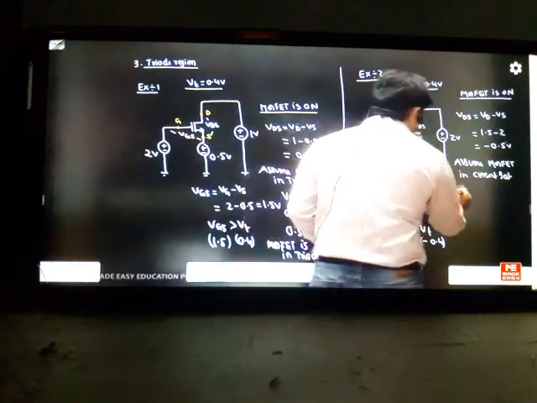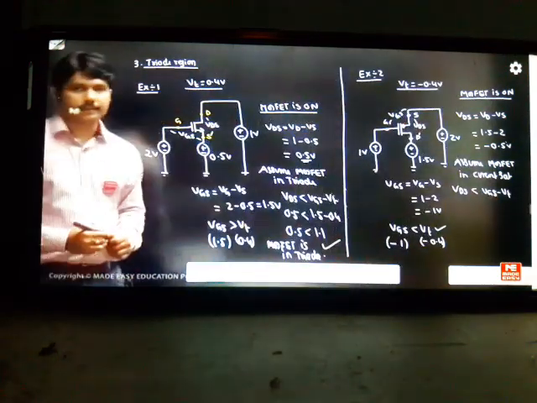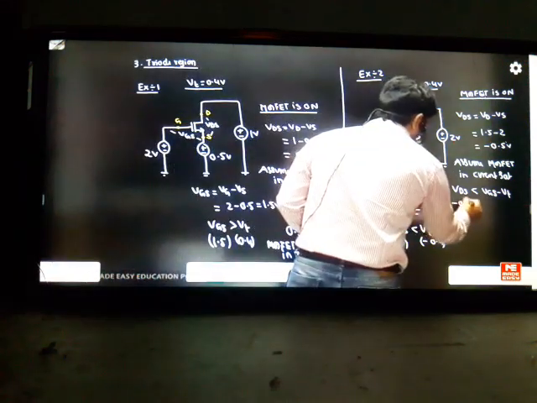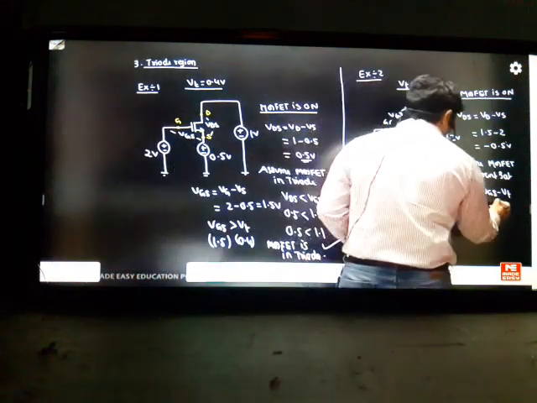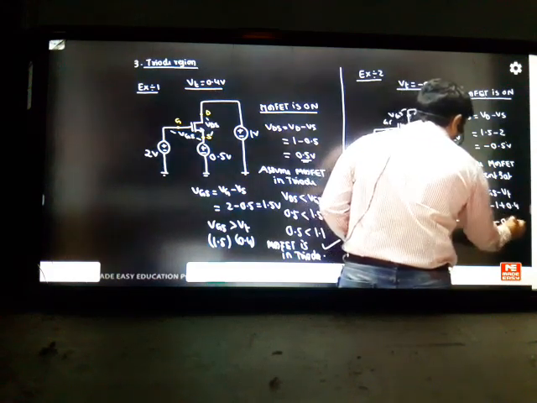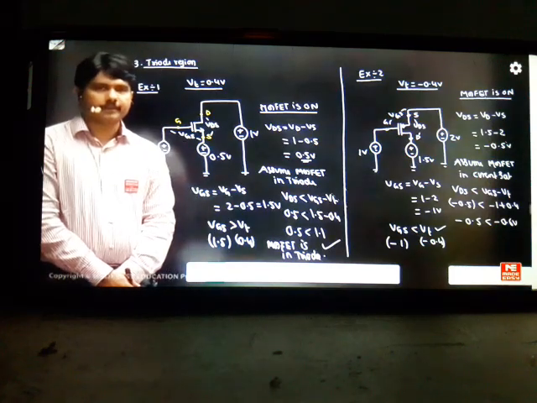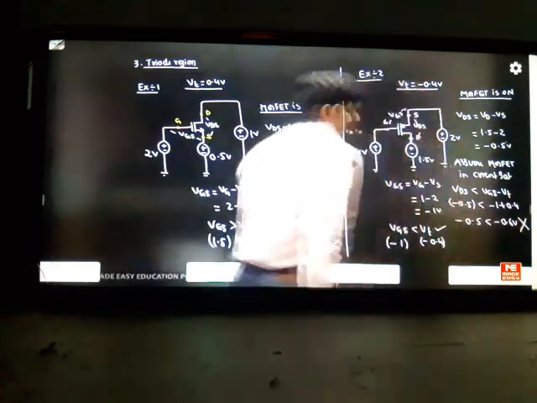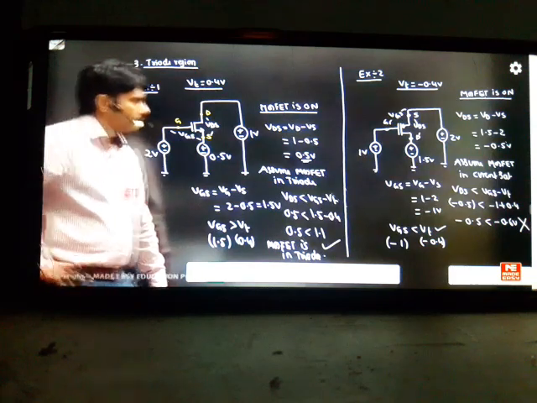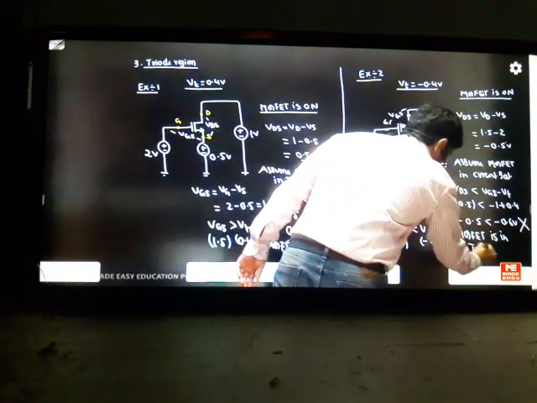The concept here is that VDS should be less than VGS minus VT for current saturation. It is not greater, it should be less for current saturation. Greater is triode, less is current saturation. So minus 0.5 is less than VGS minus VT, which is minus 1 minus of plus 0.4, so minus 0.5 is less than minus 0.6. It's a wrong statement, because minus 0.6 is less than minus 0.5, not greater. So the correct answer is that your MOSFET is in triode region.